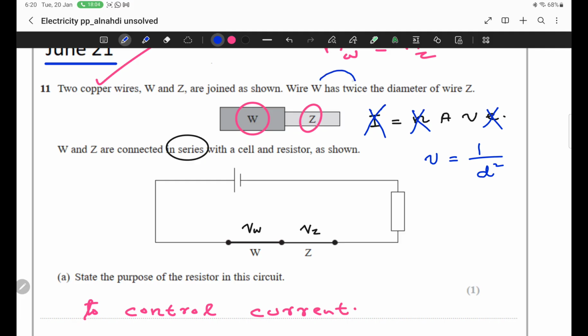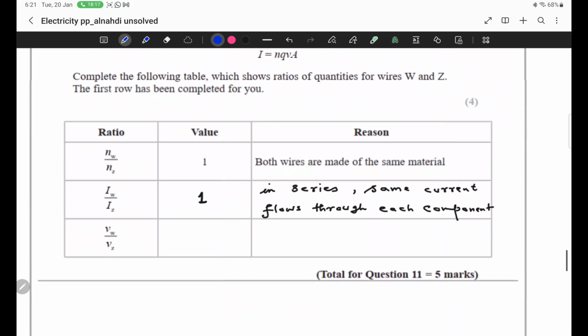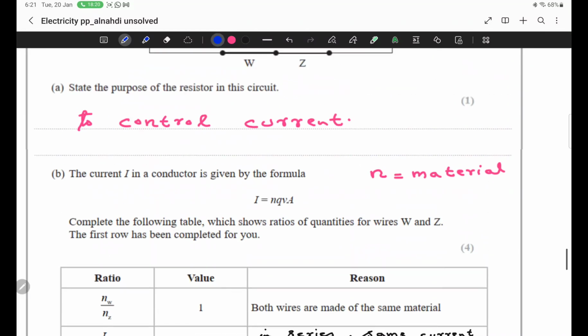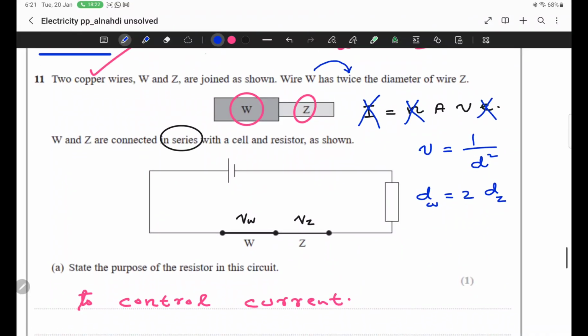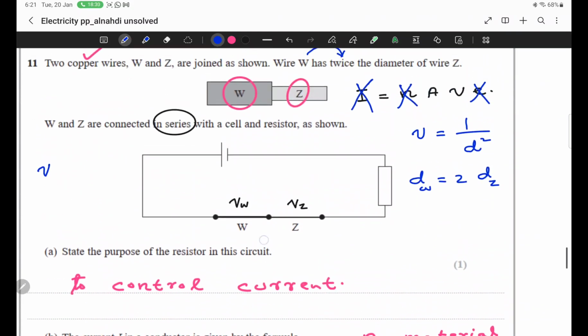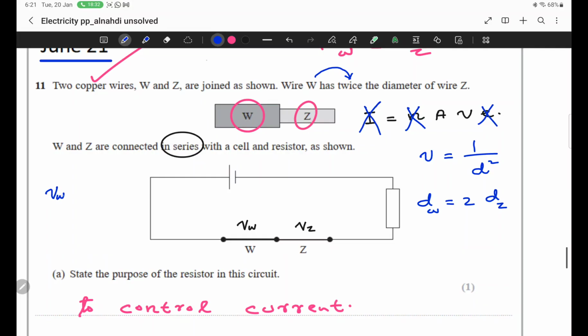So diameter of W is twice the diameter of Z. Okay. So I am not solving the question. I am asking you what will be ratio of their velocity. Yes beta, Manahil, try to solve it. What is the ratio of drift velocity in W divided by in Z? And remember, drift velocity is inversely proportional with diameter square.